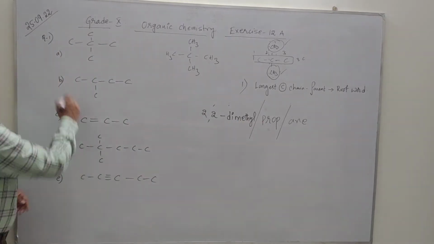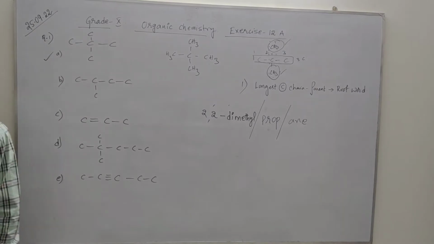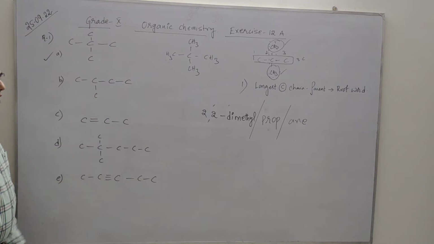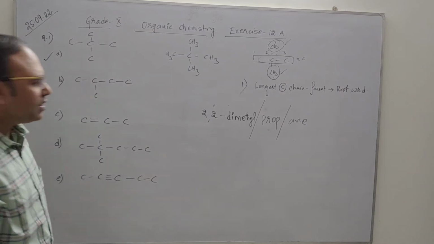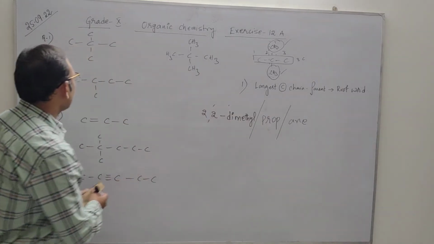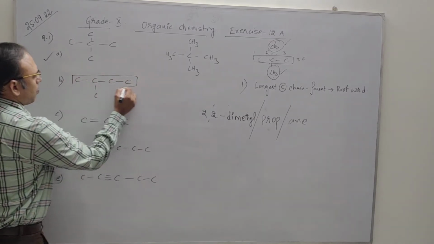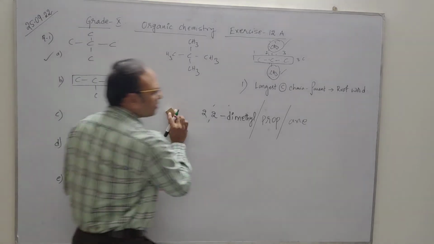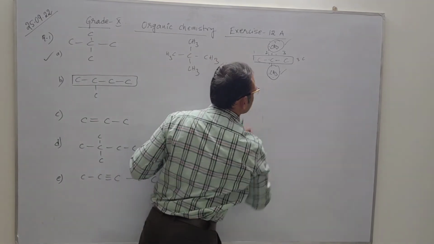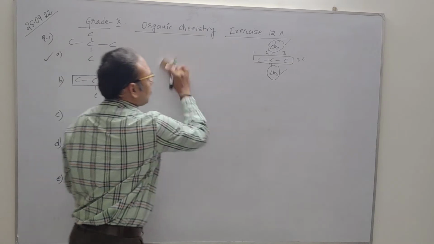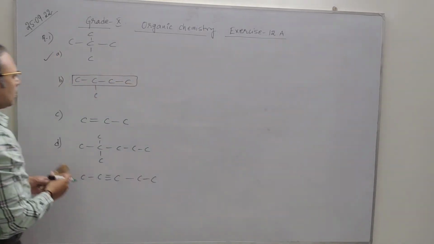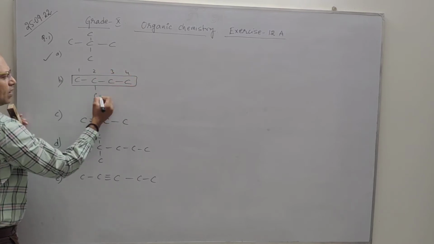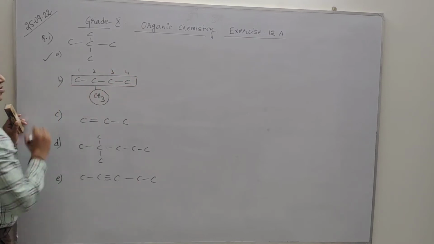Hope you have understood the first one. Now take the second one. Again we have the carbon skeleton. What will be the root word here? This is the longest chain, and numbering also we can give. So let us try the numbering. From left to right, we give 1, 2, 3 and 4 like this. This is the branch, CH3.